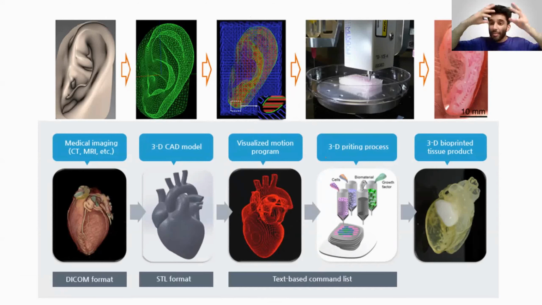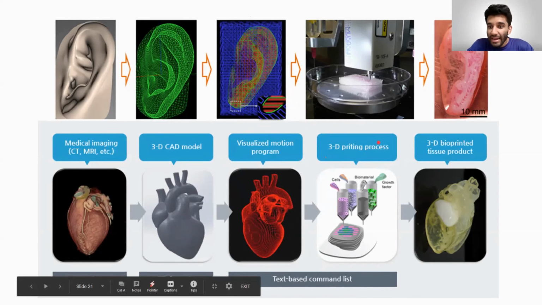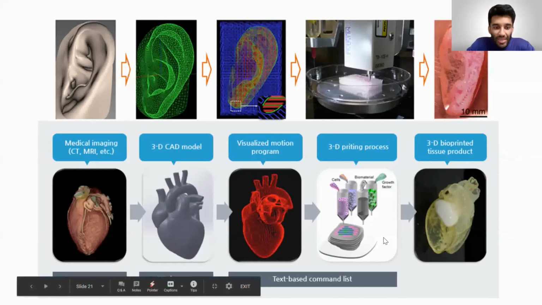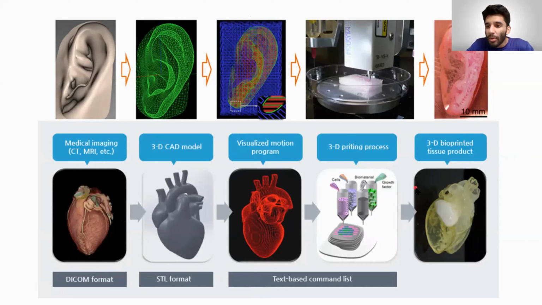So I have my heart scaffold that's printed through a 3D printer, and as a result, at the end, I have a 3D bioprinted tissue product. So that's the fundamentals of how bioprinting works. And I'm going to go into each of these individually. And there are definitely multiple questions that have to be answered along the way.